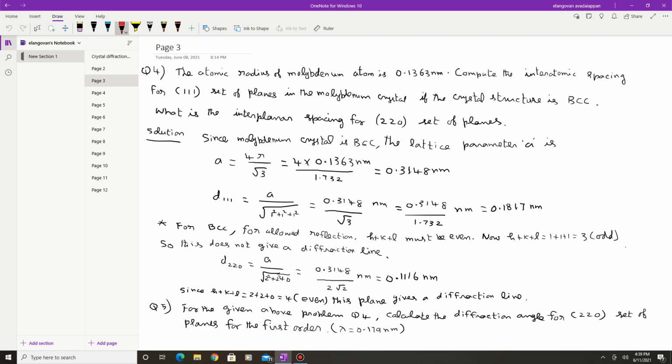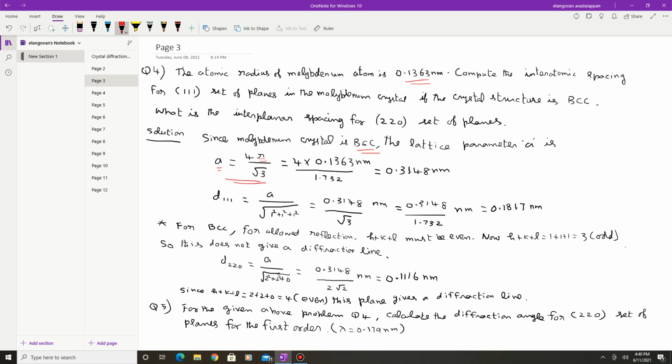Question number 4. The atomic radius of a molybdenum atom is 0.1363 nanometer. Compute the interplanar spacing for 111 set of planes in the molybdenum crystal. The crystal structure is BCC. What is the interplanar spacing for 220 set of planes? Since the molybdenum crystal is a BCC, the lattice parameter is given as a is equal to 4R divided by root 3. So for a BCC crystal, the lattice constant is related to the radius of the atom. So 4R divided by root 3, and the radius of the atom is given here.